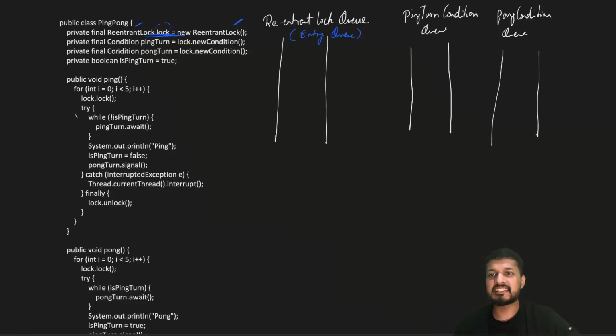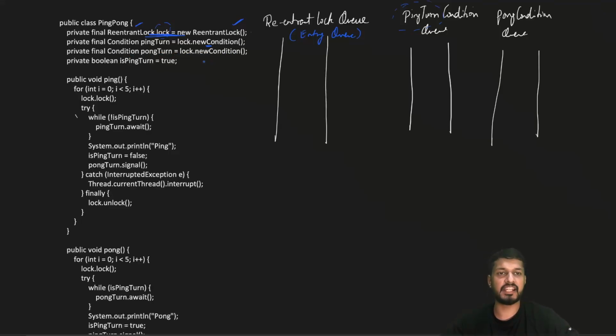What is the second line? The second line is Condition pingTurn = lock.newCondition(). So a condition will always be built on top of the reentrant lock. And this is how you make a condition. So you have created a condition using lock.newCondition(). Okay. So this is a very important function. When you write this second line, at that particular point of time, imagine a second queue being generated in the backend with the name pingTurn condition queue, and a second queue has been generated. Now the third line, Condition pongTurn = lock.newCondition().